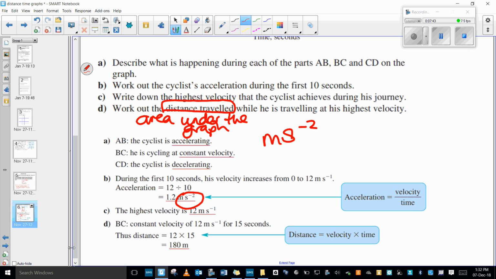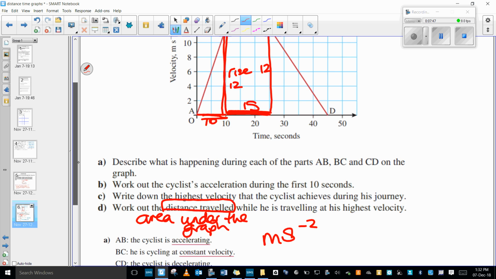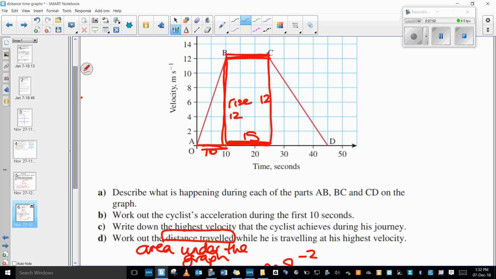The area under the graph, but they're talking about when he's travelling at his highest velocity. So if they want to know the total distance that he's travelled, full stop, then you would find this area and add the whole thing together. But they want specifically the distance he's travelled while he is travelling at his highest velocity. So that's why we're only finding this area.